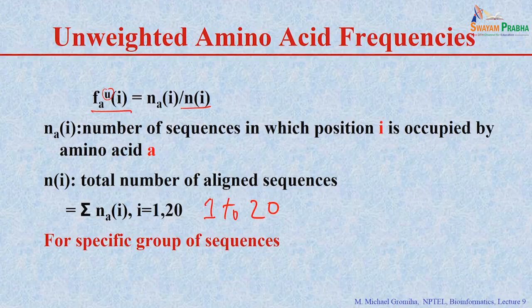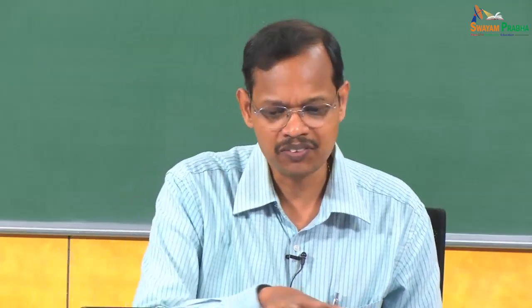Normally we use this for a specific group of sequences which is highly homologous, where we expect similar residues at similar positions. So, in this case we use unweighted amino acid frequencies for any specific group of sequences.